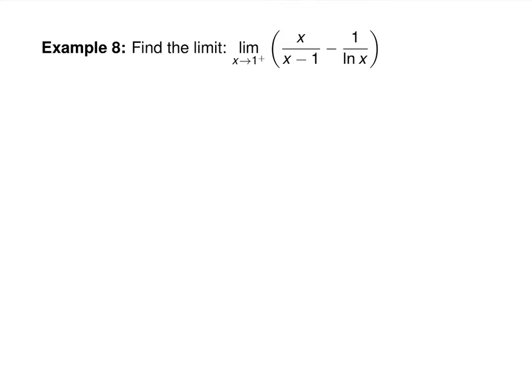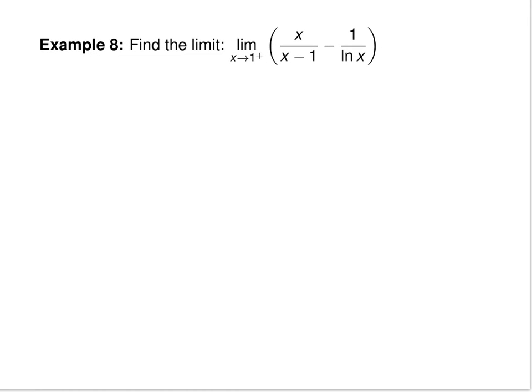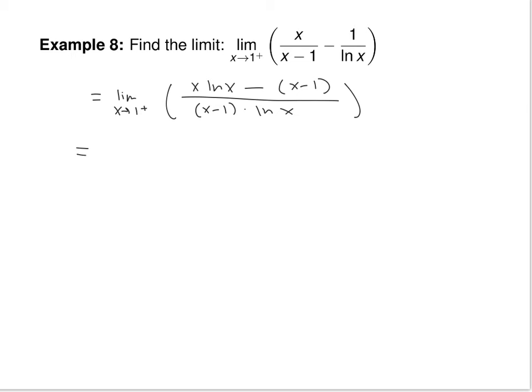So this one is not 0 over 0 to start, is it? What do you think you have to do? Find a common denominator, because what else are you going to do? So that's going to be x ln x minus (x minus 1) over (x minus 1) times natural log of x. It's because some evil person wanted to make you use the product rule that this happened to you. Does everybody agree with my common denominator step?